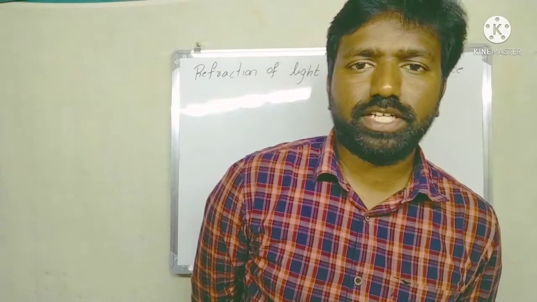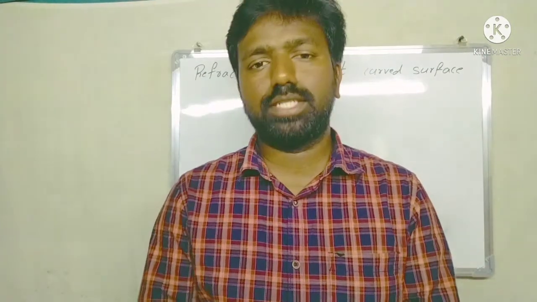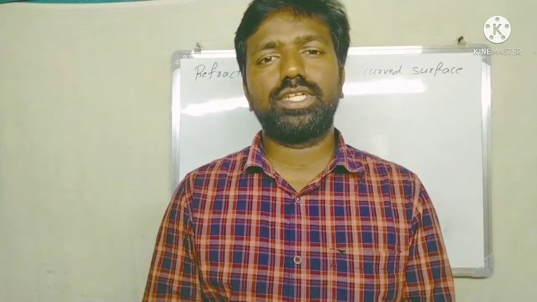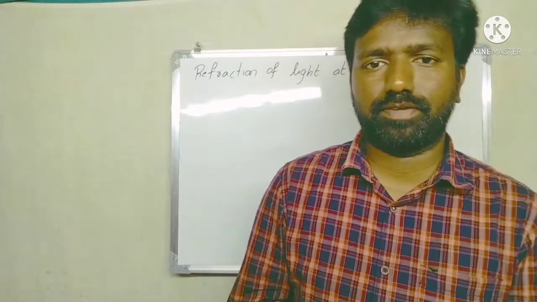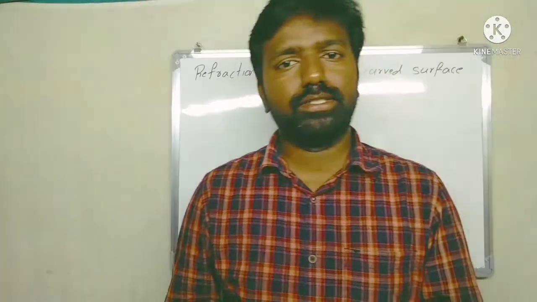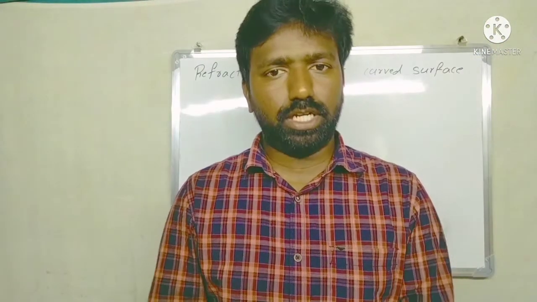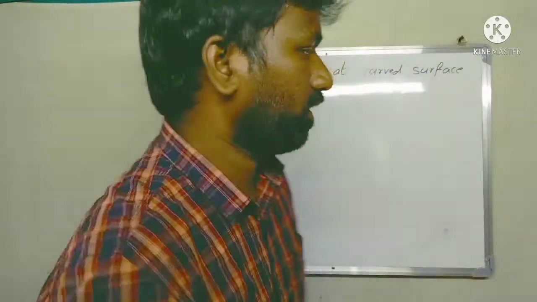Our topic is refraction of light at curved surface. Today's topic is lenses. What is a lens? A lens is a transparent refractive surface which has either a single side or both sides of spherical shape. And now there are different types of lenses.